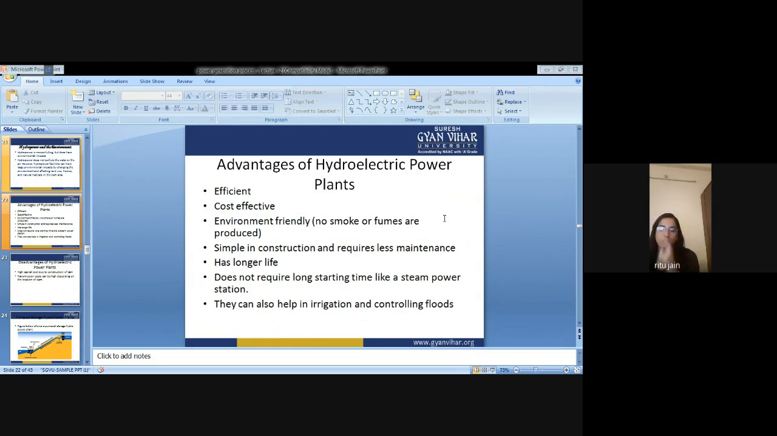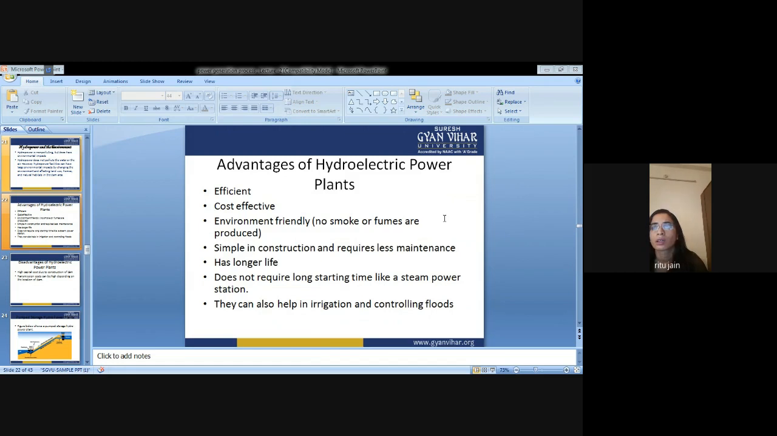Actually, we have discussed in thermal power plants that if there is a load and it suddenly increases, it will take time in a thermal power plant to start a new unit. But in a hydropower plant, no long starting time is required. If the load suddenly increases, you can easily start the hydroelectric power plant.